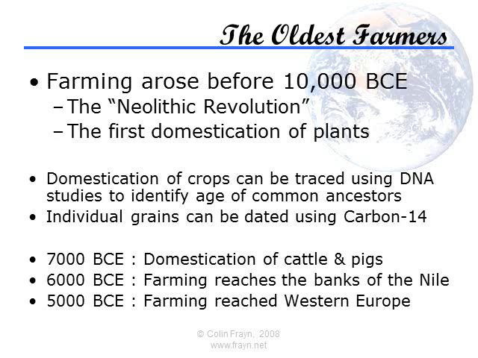I've put a few more dates on this slide that highlight the progression of farming across the Middle East. Domestication of farmyard animals began around 7000 BCE and has continued ever since. The early Egyptians began farming the banks of the Nile around 6000 BCE, and then farming reached Western Europe around 1000 years later in 5000 BCE. So clearly farming was well underway when the earth was allegedly formed out of nothing in 4004 BCE.